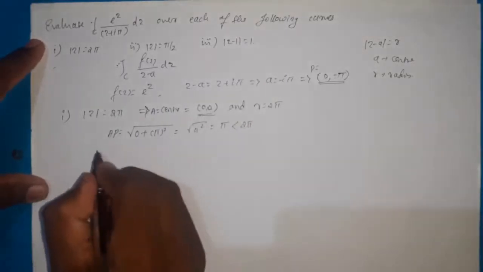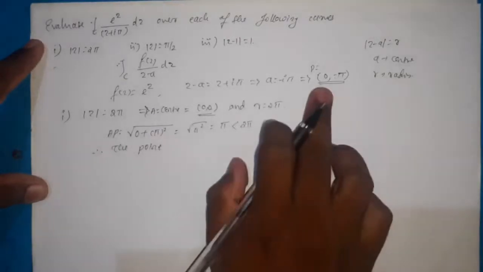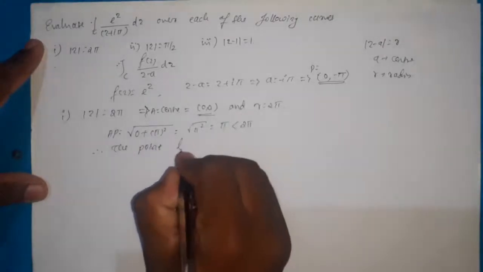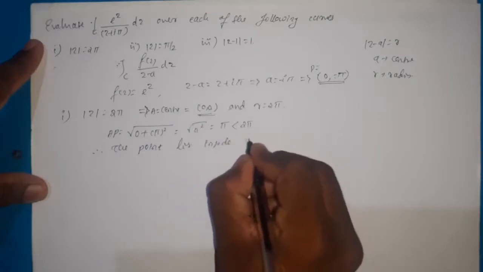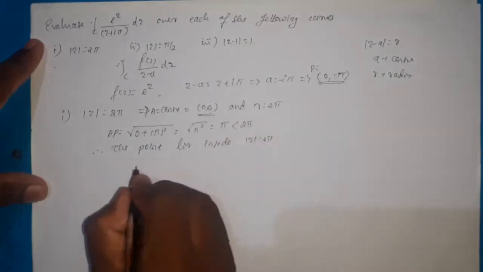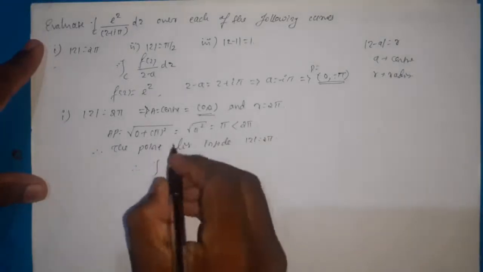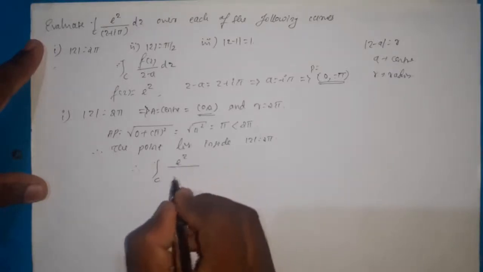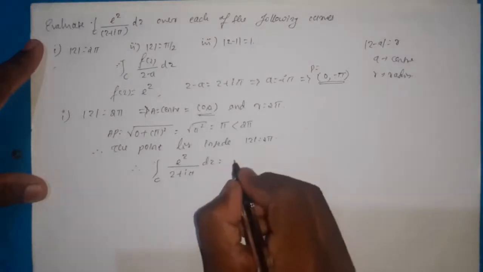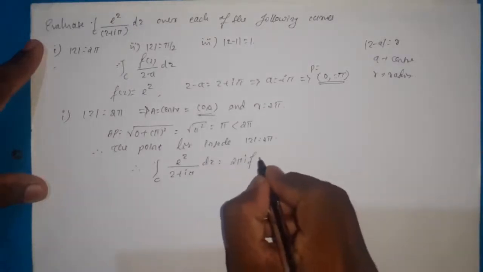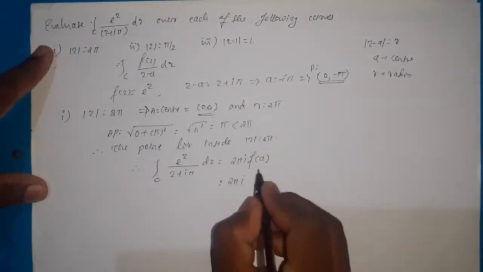So therefore here the point, this one, 0 comma minus pi, lies inside mod z equal to 2 pi. Therefore now we can evaluate that. Integration over c e power z divided by z plus I pi dz is equal to 2 pi I into f of a.